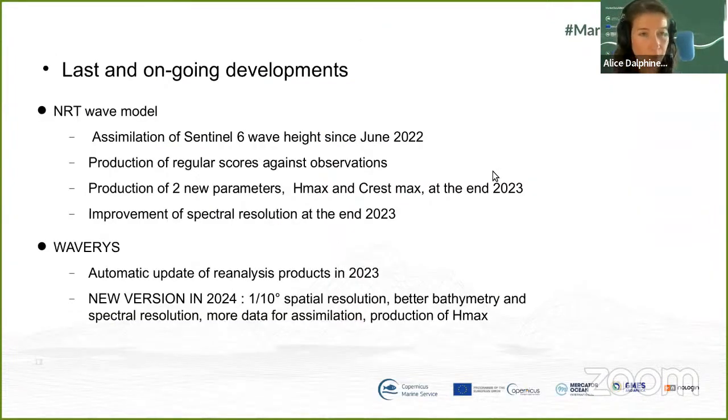And so I will finish with the last and ongoing developments. In our NRT wave model, we assimilate Sentinel-6 wave height since 1 year. This is the last altimeter, the new data that we assimilate. We also produce regular scores against the L3 products, the satellite products of the WaveTAC of Copernicus Marine Service, and they are available in the validation dashboard on the website. For the future, we are going to produce two new parameters, maximum wave height and maximum crest height. We are also going to improve the spectral resolution of the model.